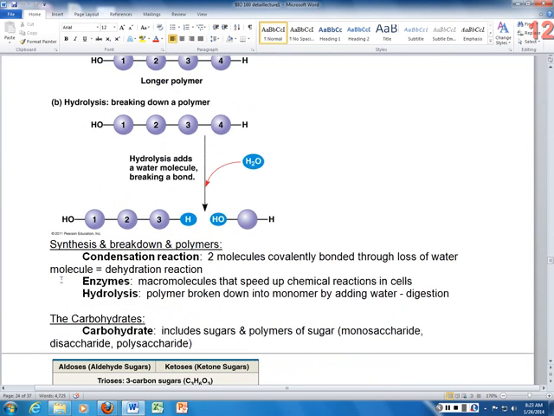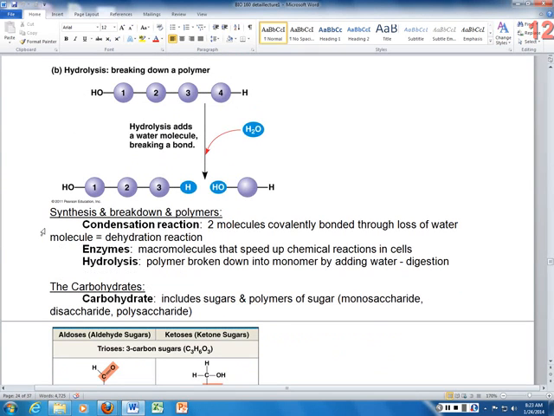So one of the things we can use these macromolecules for is as enzymes to help speed up chemical reactions in there. So chemical reactions are going to go at different rates depending on the environment around them. And an enzyme is a way that you can help to speed that up when you can't change the environment that's around you.